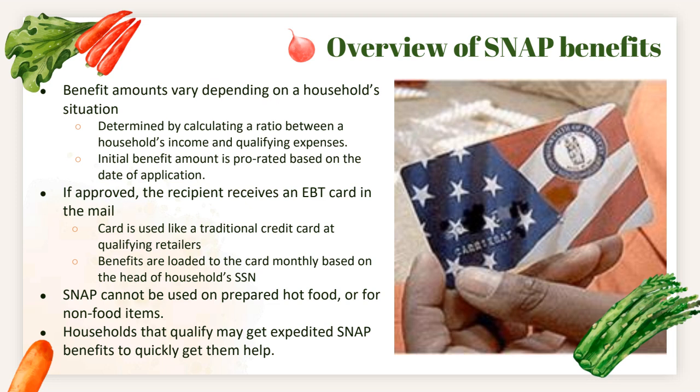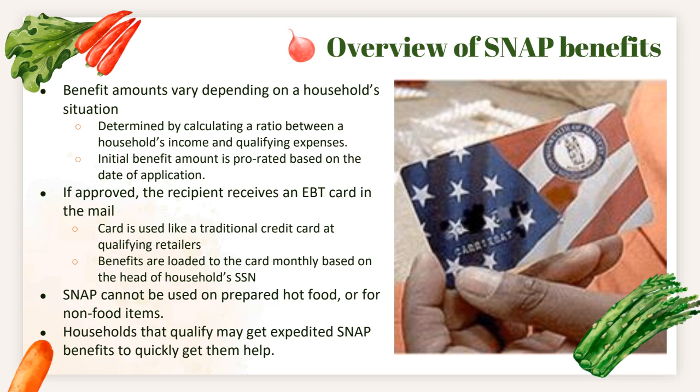Those SNAP benefits, like I said, the card works like a credit card or a debit card, and can be used on food items. They cannot be used on items such as prepared hot foods. You can't go through a McDonald's drive-through or get a hot rotisserie chicken, or buy non-food items such as toilet paper, diapers, or alcohol, things like that.